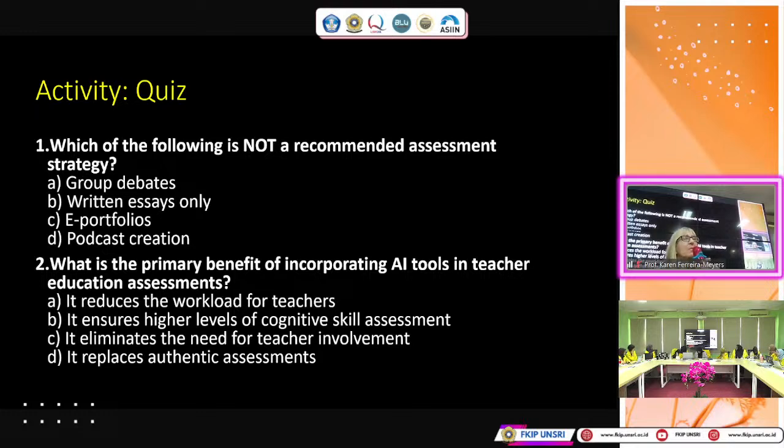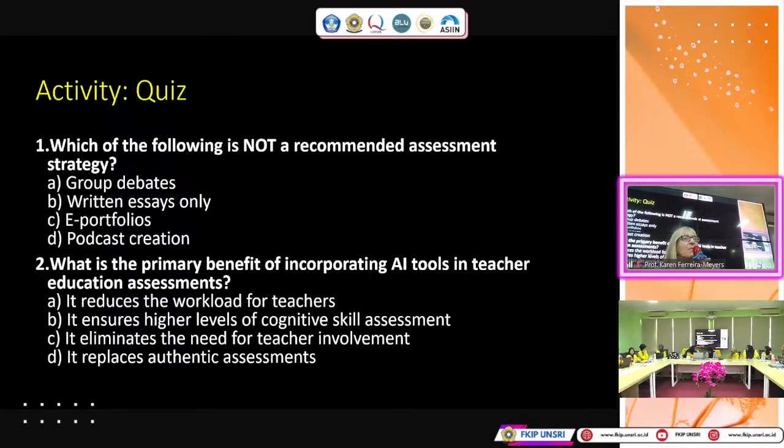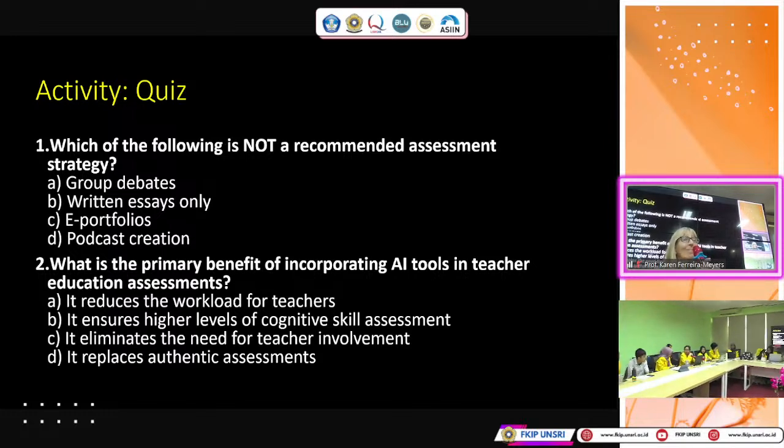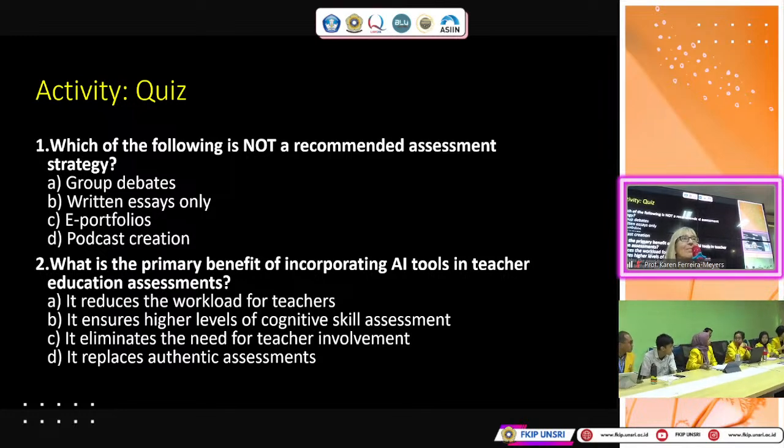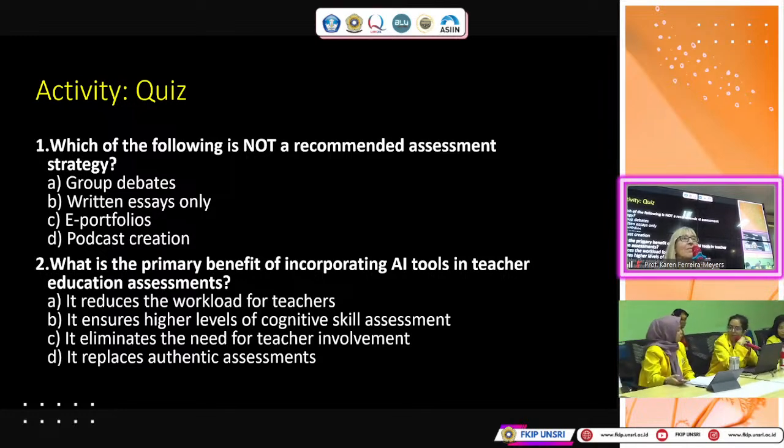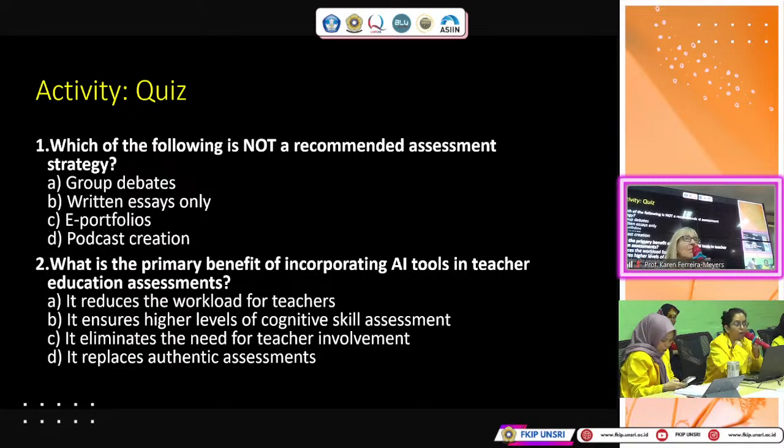Yeah, well, especially for us that are studying language teaching, writing essays only is not recommended. I think I will not recommend. Okay, let's go to the second question.